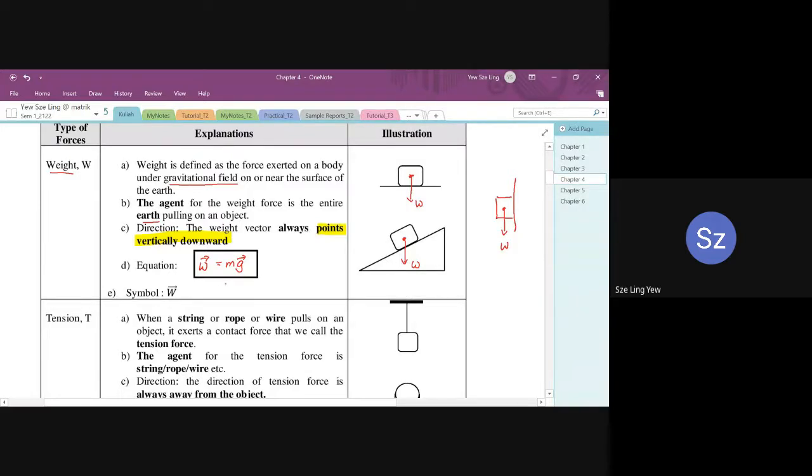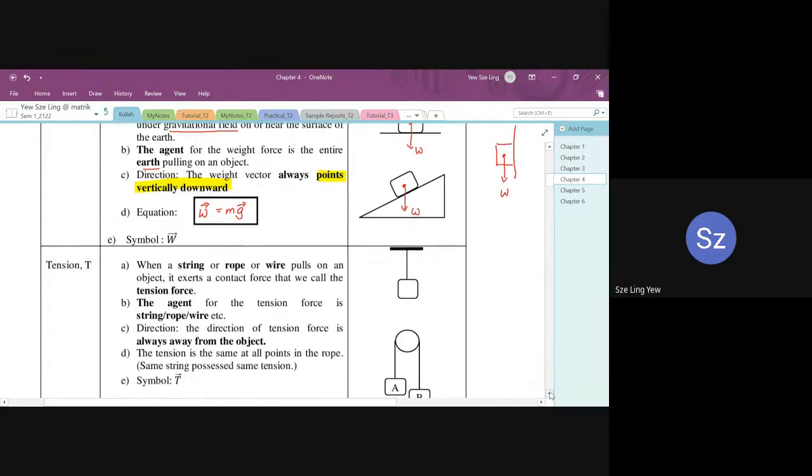Mass is constant regardless of where you are, and then weight depends on the g. Which means it depends on the altitude of the object. It depends on the planet that the object is staying on. And the next one is tension.